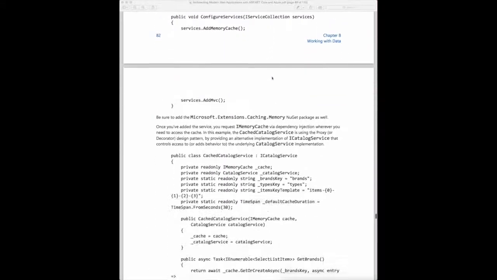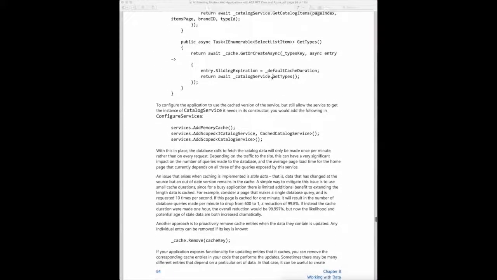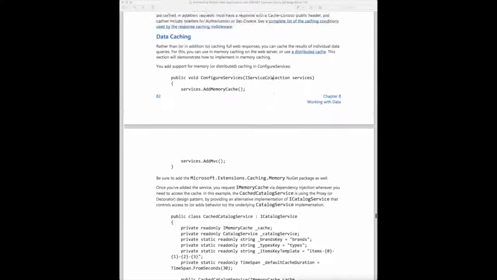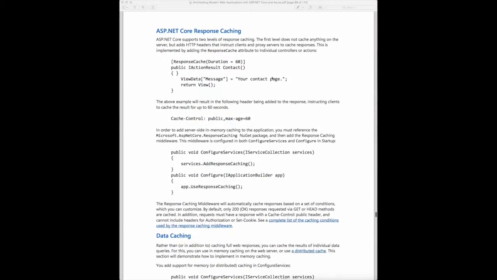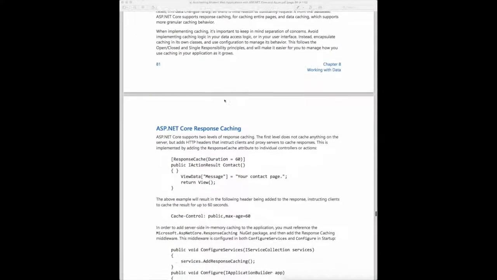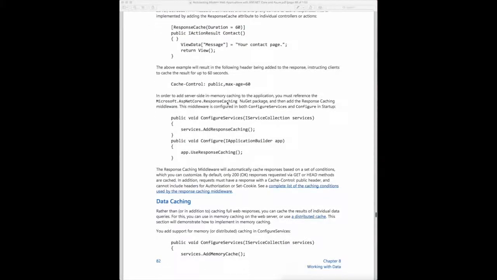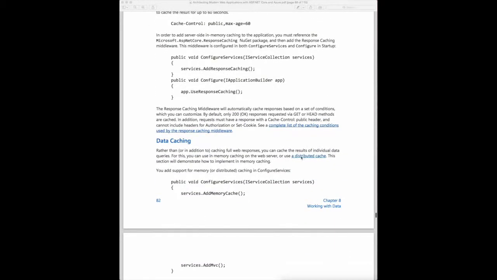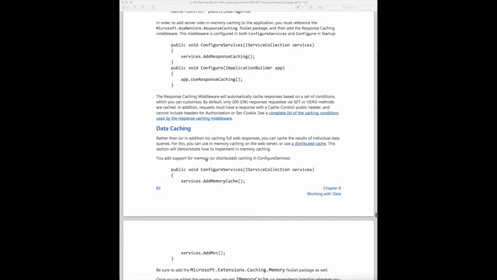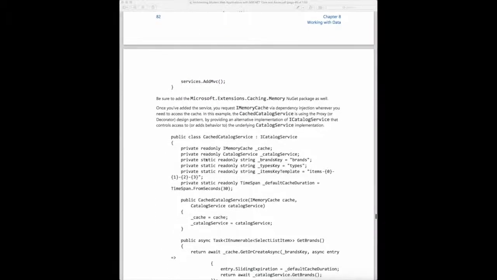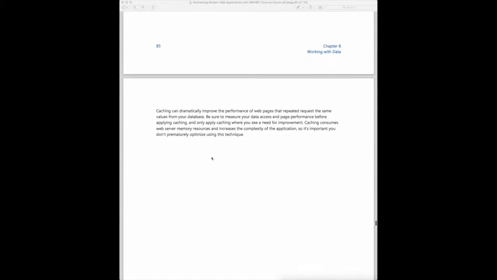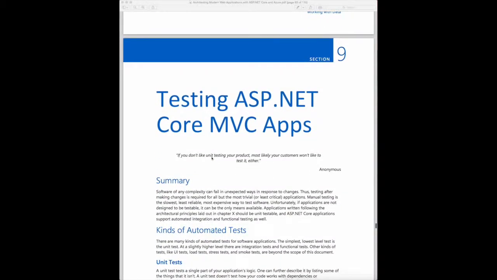Caching is very, very important. It increases the performance of the application. So it's talking about .NET caching, and it seems that they have some enterprise level caching mechanism called Redis. So let's go back to caching, because caching is so important. So data caching, rather, I think this must be the distributed caching.